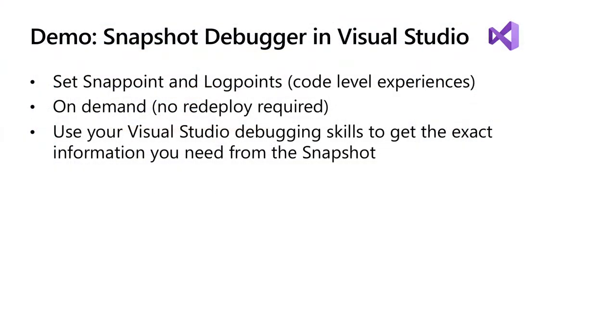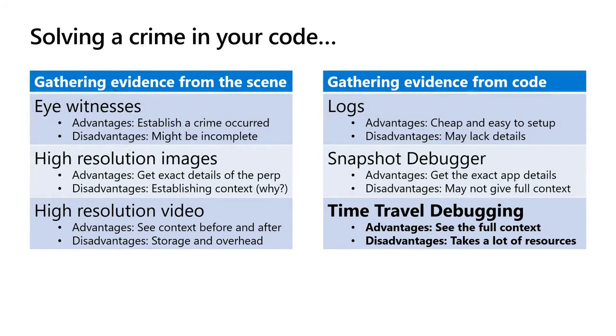Let's switch back across. So that's snapshots. But in our comparison, there's a step beyond that would also be very helpful. So we've got eyewitnesses that are compared to logs. We have high resolution images that you would like to catch the perpetrator in the act of committing whatever crime they're committing. I'm comparing that to snapshot debugging.